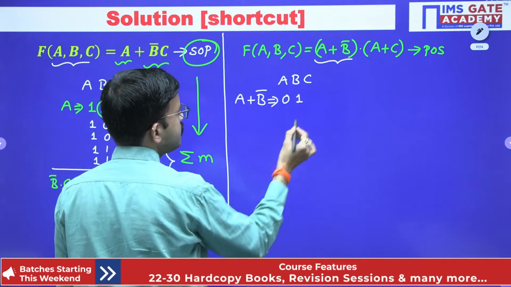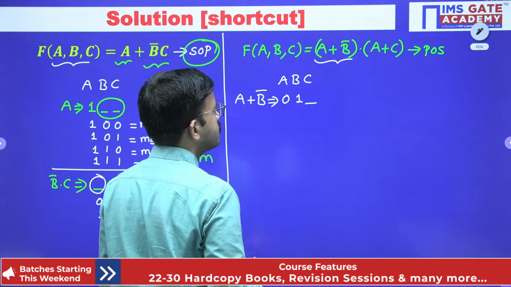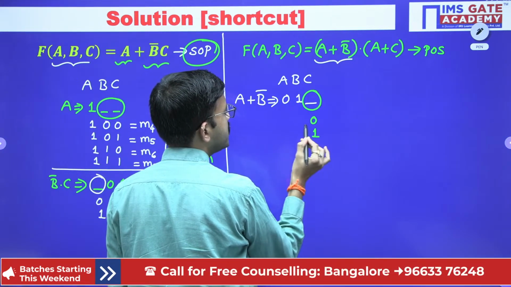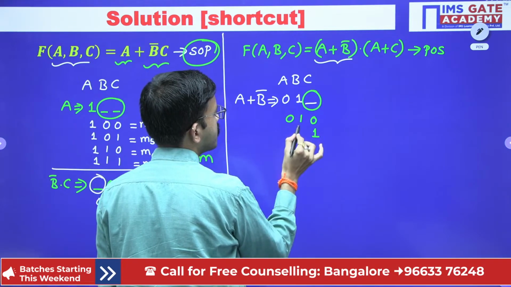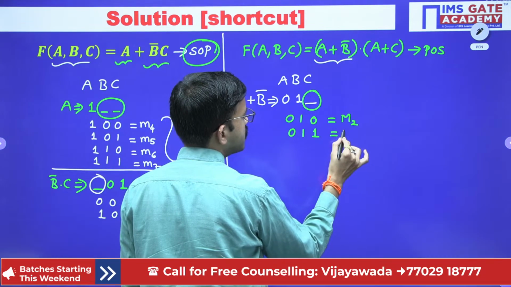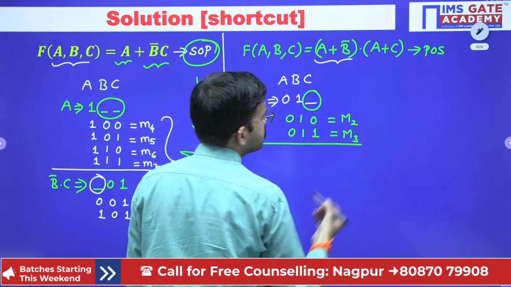Now here C is missing. So regarding C, 1 bit is unknown, which means you will get 2 combinations: C can be 0, C can be 1. So 010 is nothing but 2 and 011 is nothing but 3. You are getting 2 max terms here.